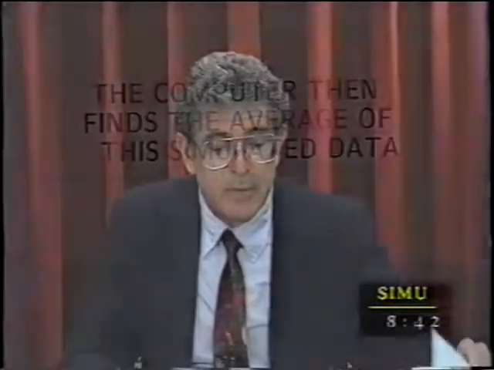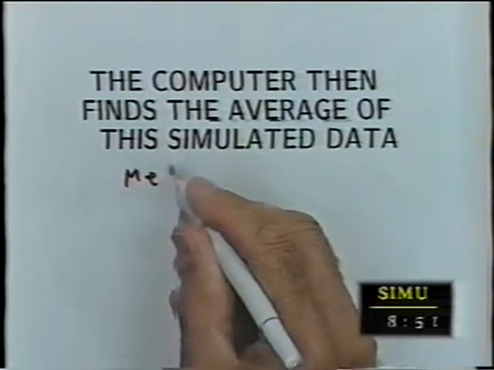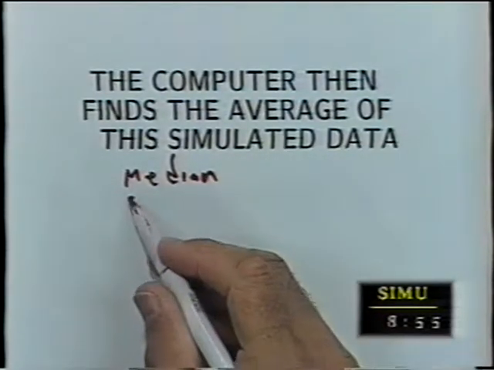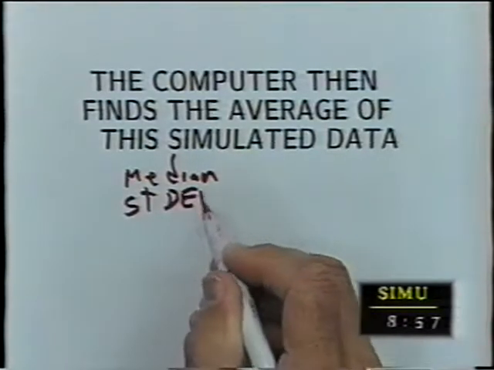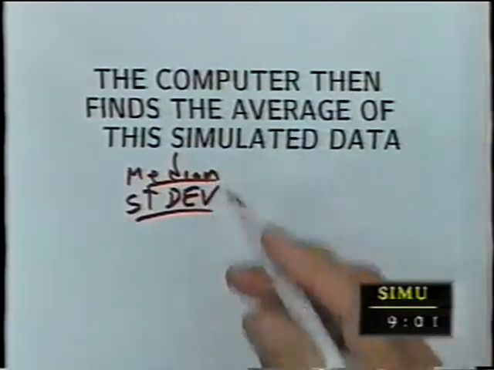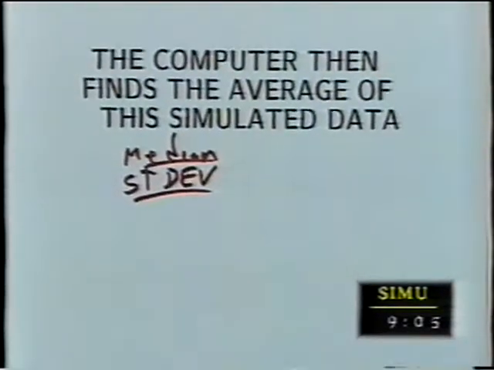Okay, the computer finds the average of the simulated data. Now, it doesn't really have to be the average. If you were interested in medians, it could find the median of the simulated data. It could find the standard deviation of the simulated data. It can do anything you want, and it will do this using a large amount of data. And therefore, it will have a very good idea of what the true value is.